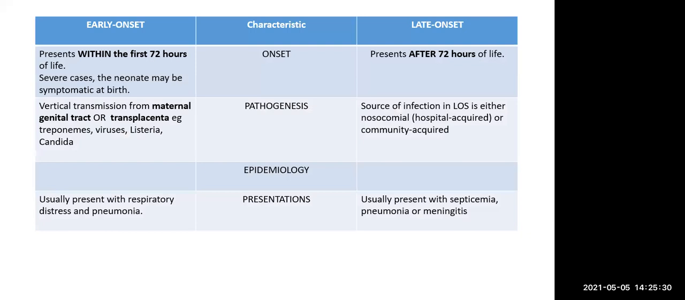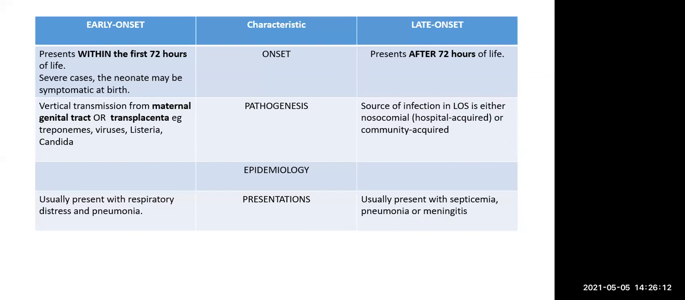Okay, in general it's divided into two: early onset and late onset. For early onset, it depends. Some authors or studies put it at 24 hours, but in general we usually say 72 hours. The main difference is that in early onset, the pathogenesis is infection from the mother, either vertically transmitted in utero, transplacental, or from the genital tract. The late onset is something acquired from the environment.